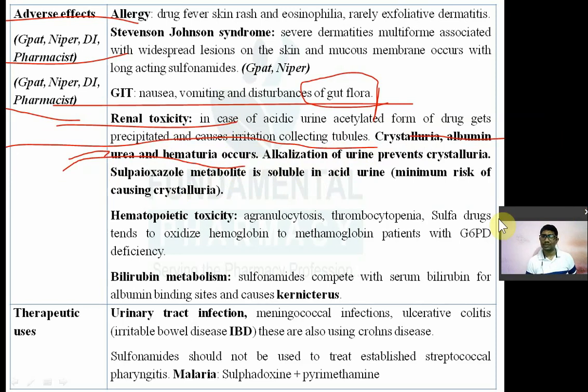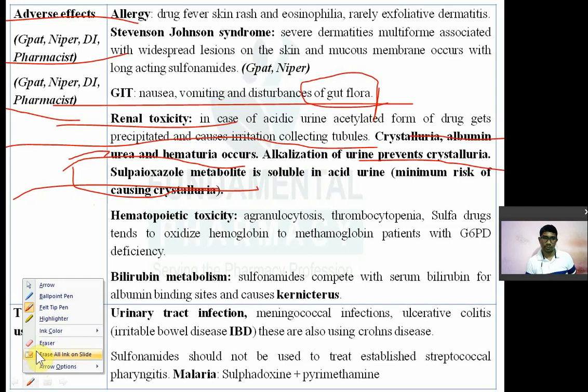So alkalization of urine can decrease the crystalluria. It can minimize the crystalluria. Sulfisoxazole metabolite is soluble in the urine. Most of the acetylated metabolites are less soluble in acidic urine. But there is one drug, sulfisoxazole, whose metabolite is soluble in the acidic urine, and because of this, sulfisoxazole has a minimum risk of crystalluria.